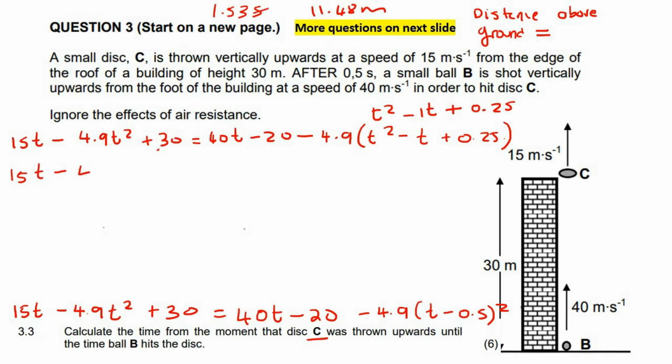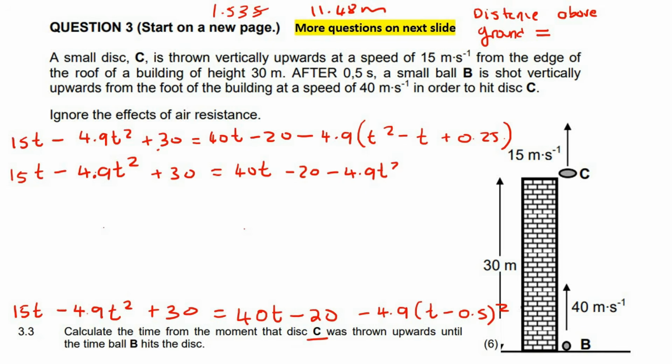Okay, let's carry on. So 15t take away, this is a really good question, take away 4.9 plus 30 is equal to 40t take away 20, take away 4.9t squared plus 4.9t minus 1.225. Wow, okay. Now I see that these two are going to cancel. That makes life a little bit better. Now we're just going to take all the t's to one side and all the numbers to the other side. Actually, no, I'll keep those on the right-hand side, and I'll bring this one over to the right.